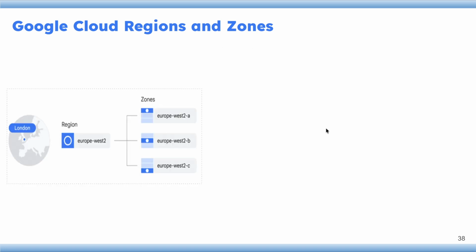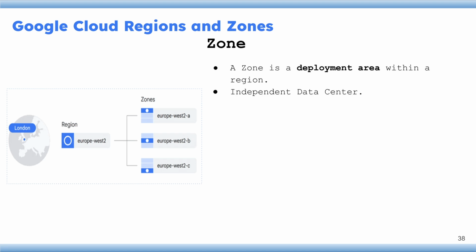Moving on to the next, we'll be discussing what a zone is. A zone is a deployment area within a region. It is an area where Google Cloud resources are actually deployed. For example, if you launch a virtual machine using Compute Engine, it will run in a zone.